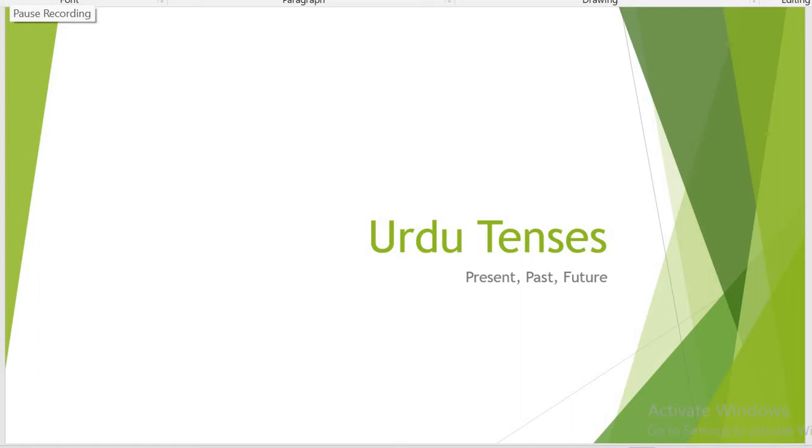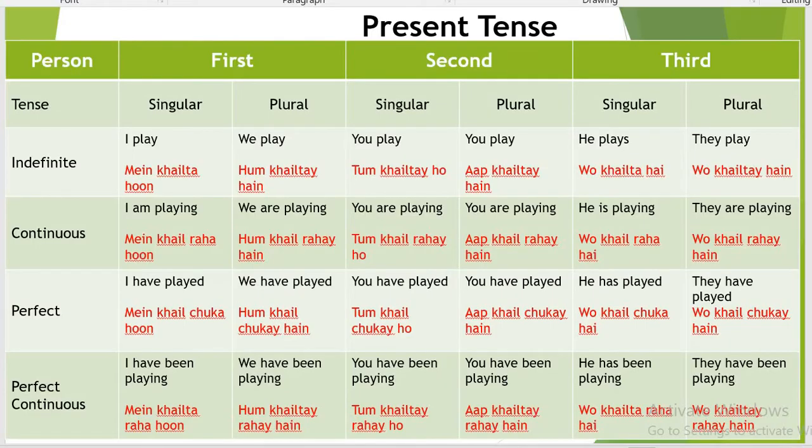As you know, there are three time frames, three basic tenses: the present, past, and future tense. We'll start with the present time and the present tense. There are four subcategories in the present tense: indefinite, continuous, perfect, and perfect continuous. We'll start with indefinite.